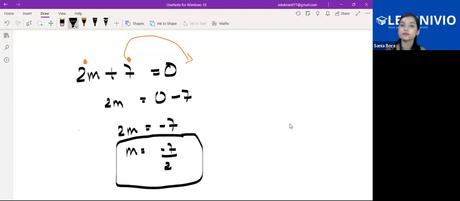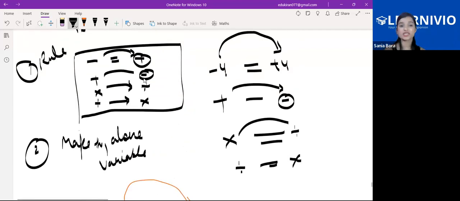So don't worry. The only thing you have to remember is to change the sign of the numbers that you are sending. If they are positive, they will become negative. If they are negative, they will become positive. And second, you have to make the variable alone. Send all the numbers, whoever are there, one by one, not in one go.